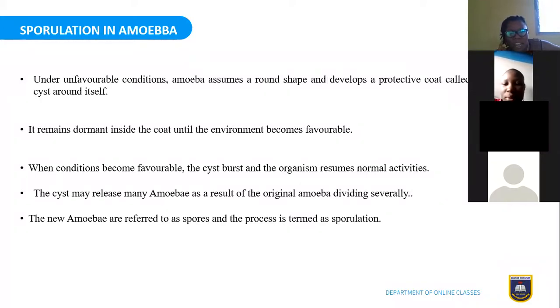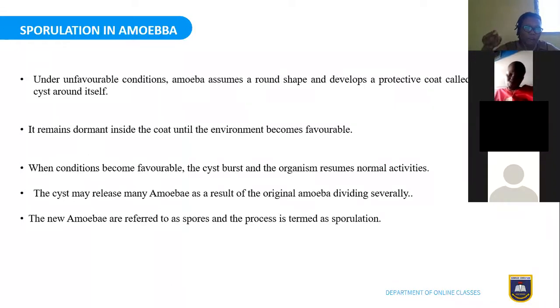Remember, amoeba only undergoes asexual reproduction. Sporulation occurs under unfavorable conditions. When conditions are not favorable, maybe the temperature is too high, there is drought all over, food is scarce, water is scarce, the environment is too dry. All these are environmental conditions which will not favor the amoeba. Therefore, in such a condition, when the amoeba wants to reproduce, it must reproduce via sporulation.